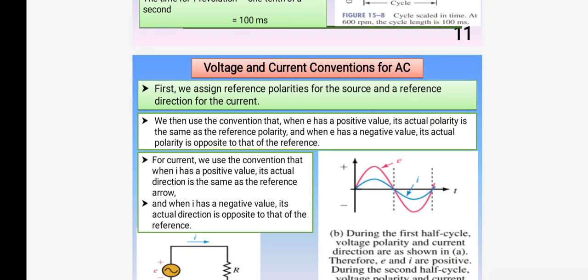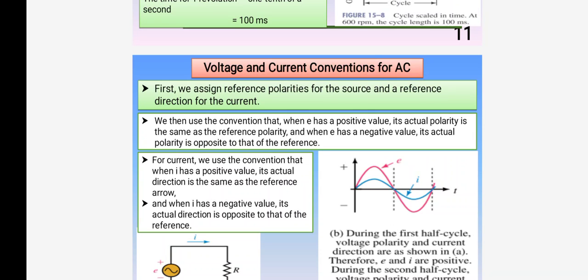Voltage and current conversion of the AC. First we assign the reference polarity of the source and the reference direction of the current. First we have to assign the reference polarity of the source, whether it is positive or negative. Once you assign the reference polarity, then we can say whether it is a positive voltage or a negative voltage.